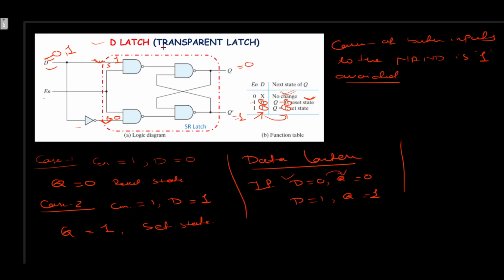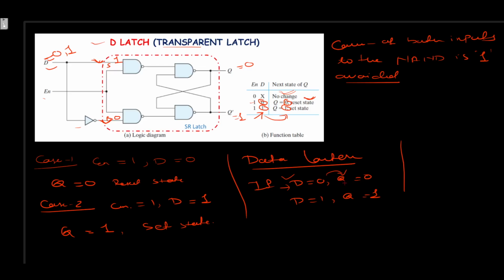Now why is it called transparent? The name is basically the same, because whatever the input is there, the output is going to be the same, or the D latch or the latch is going to store the same data. So that is why it is also called a transparent latch.